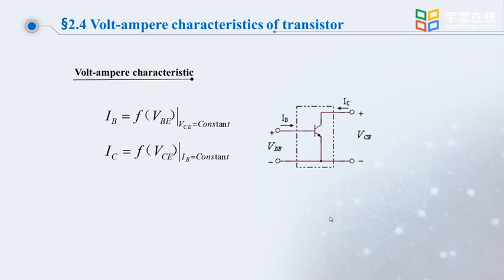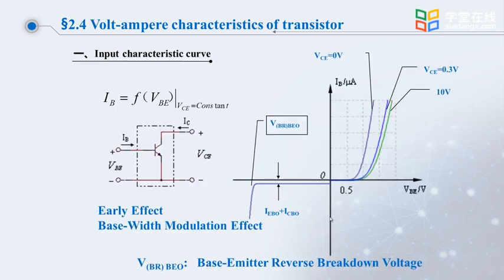On the output side, we need to plot the relationship between IC and VCE, or draw a curve. So the premise is that the current at the input is IB. When I take a constant value of IB, I can draw an output characteristic curve. When IB is different, we can draw multiple output characteristic curves. We call this set of curves the output characteristic curve family. Okay, so let's talk about what the characteristics of the input characteristic curve and the output characteristic curve are.